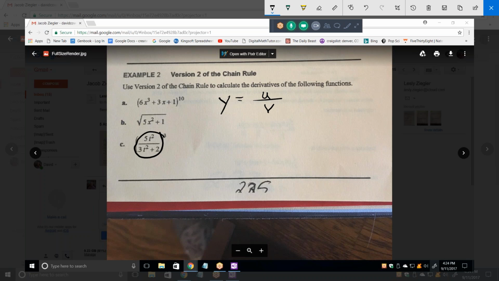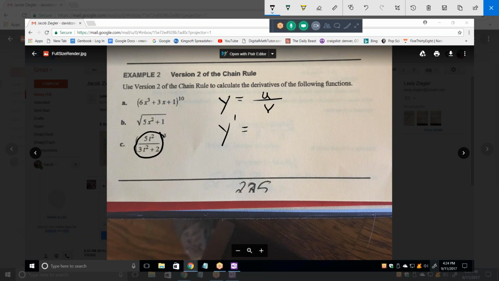forget the 3 for a moment. The numerator is u. That's 5t squared. The denominator is 3t squared plus 2. At some point, in order to take the derivative of that, we're going to have to know that. Okay? But first of all, this one's a little tougher to memorize.